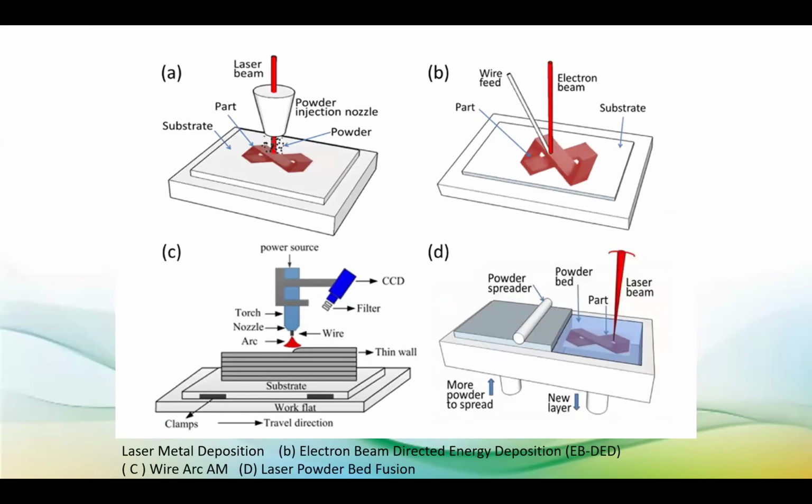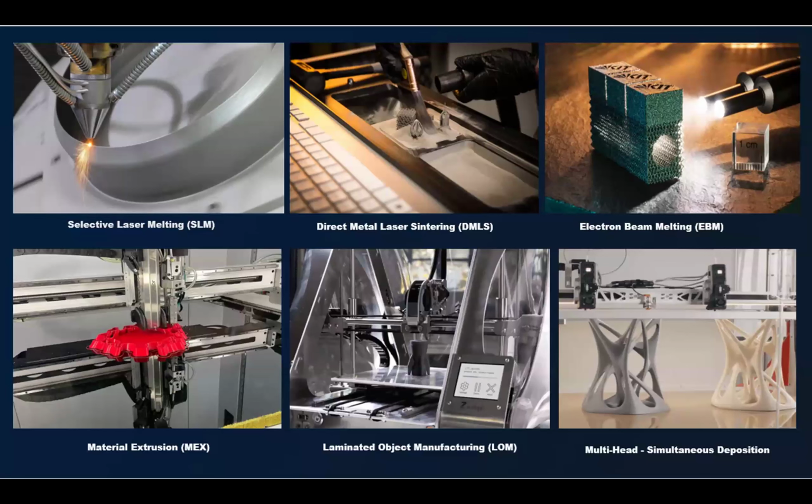And this is a schematic representation of different techniques. The A, B, C, D, four things are there. C represents wire arc additive manufacturing. The first one is laser metal deposition. For the time being, I am not concentrating on the other things. Anyway, this is the schematic representation of basic additive manufacturing techniques. This shows the actual systems and products created using different additive manufacturing methods.